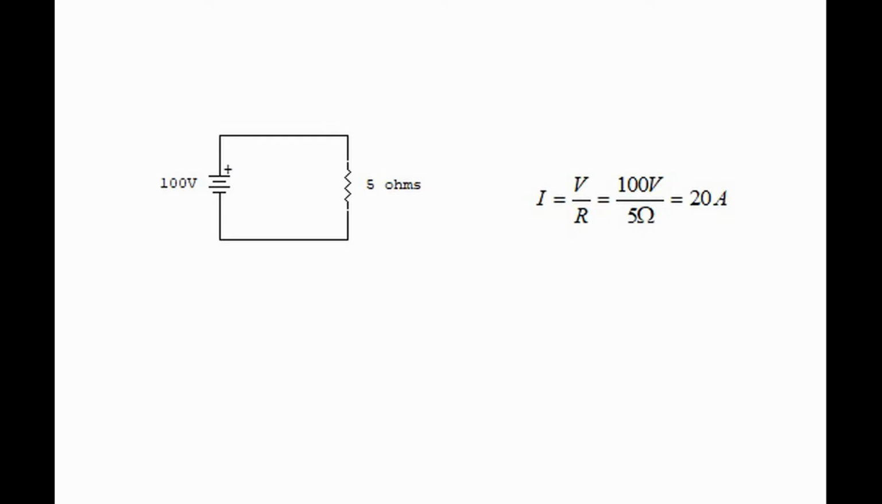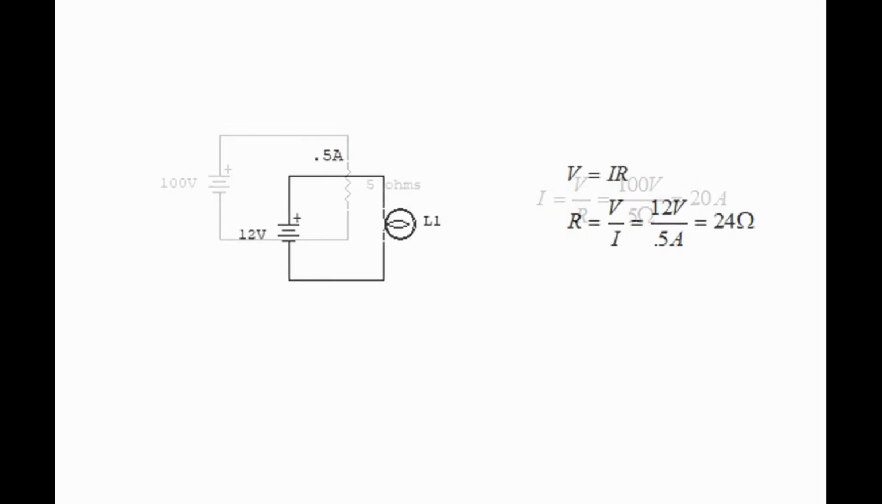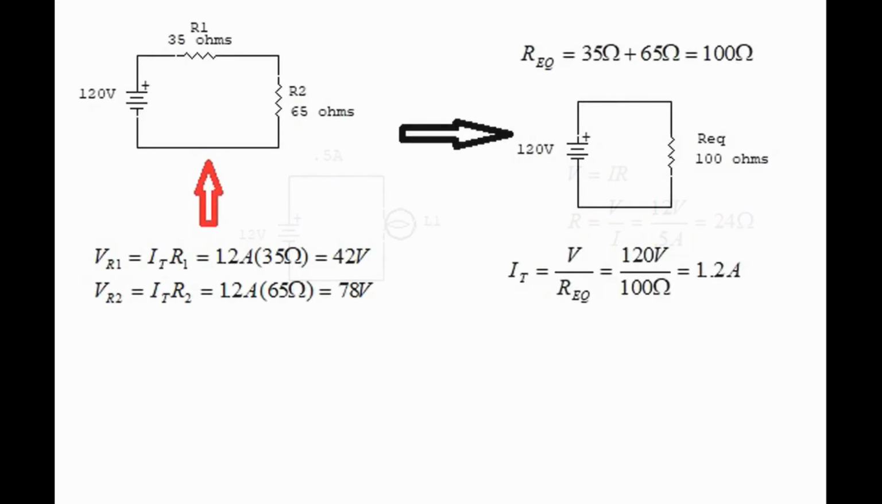In this case, we're looking for total current. It's V over R, 100 volts divided by 5 ohms, for 20 amps. In this problem, we're looking for the resistance of a lamp, and we know the volts and the current. So we simply solve for resistance: V over I, that's 12 volts divided by 0.5 amps, 24 ohms. And by the way, when dealing with lamps, it's always important to measure the current and then calculate the resistance, because the resistance will change depending on the temperature.